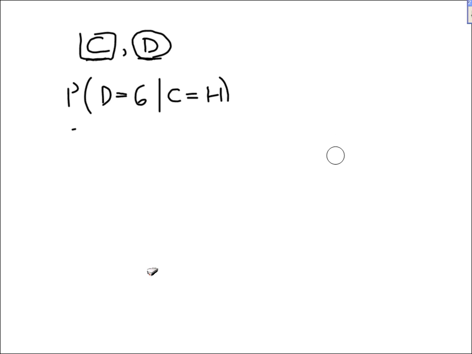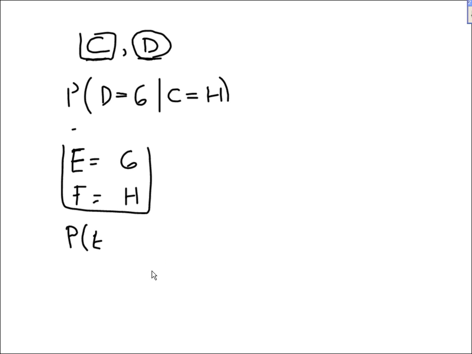So we need 2 events. Event 1, which I'll call E, is you got a 6 on the die. You rolled the die, you got a 6. And event F is you flip a coin and you get a head. Okay. So to find out if E and F are independent, you have to find P of E, P of F, and P of E intersect F.